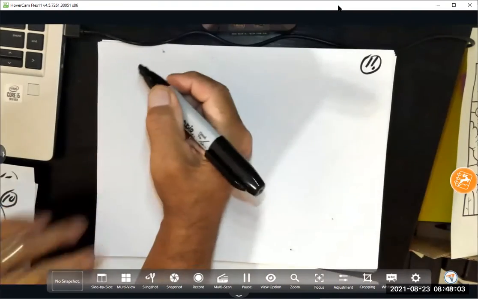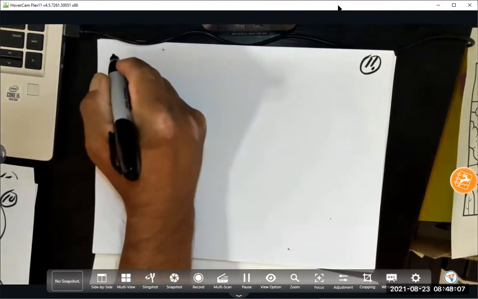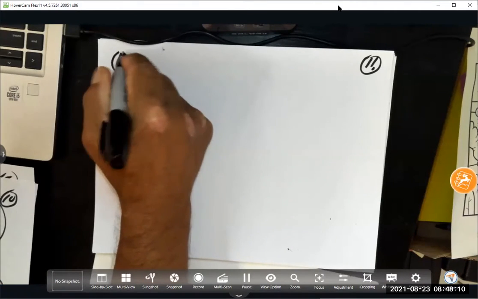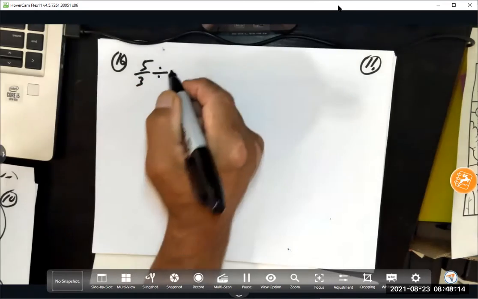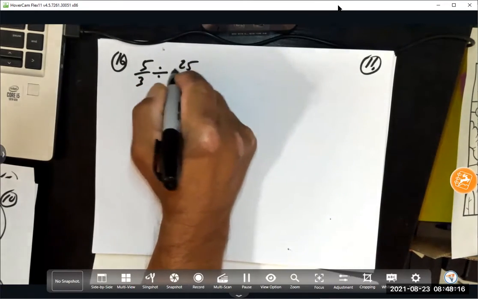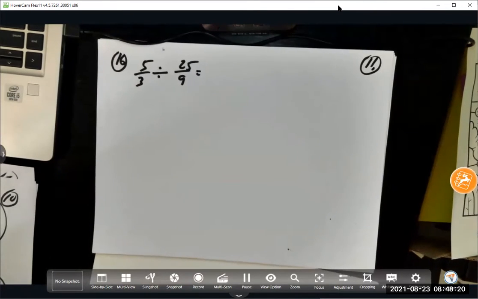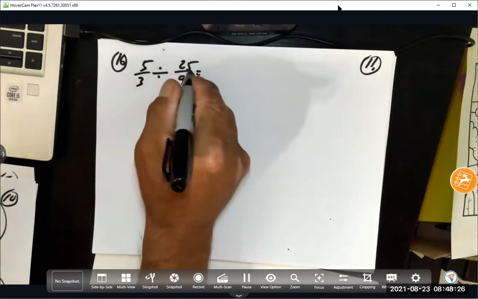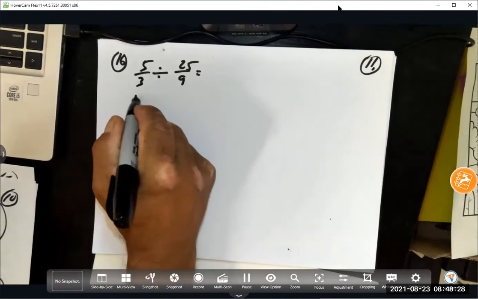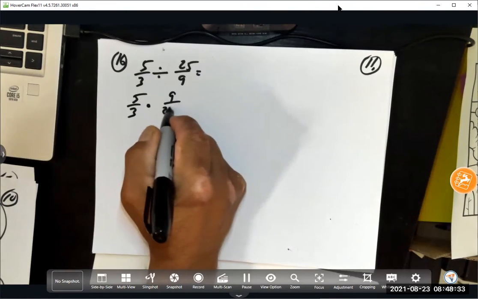All right, this time I'm gonna do, let me see. No, this is number 16. I'm gonna go 5 over 3 divided by 25 over 9. Okay, so now when you have problems like this, because you have division, you have to get the reciprocal of this. You must flip it upside down. That's all that means. So 5 over 3 times 9 over 25.